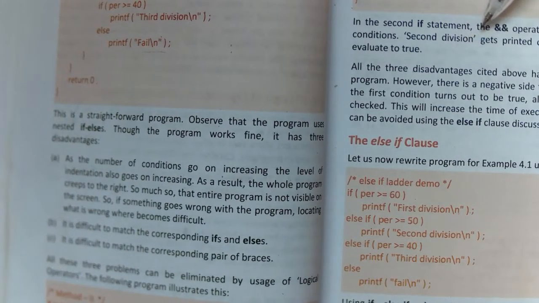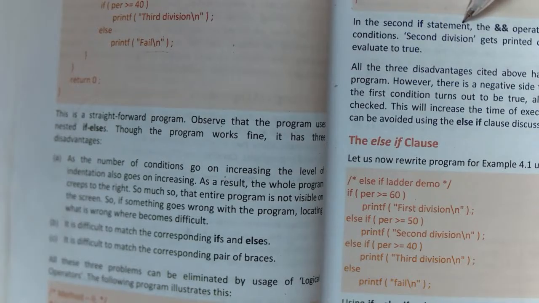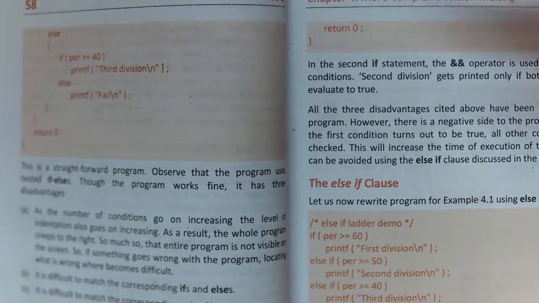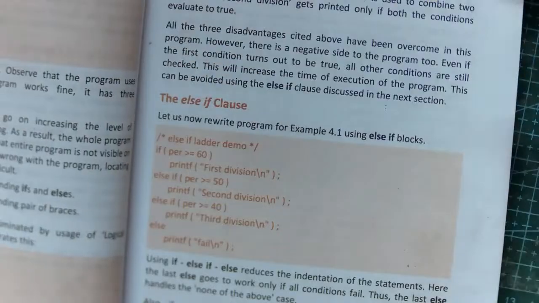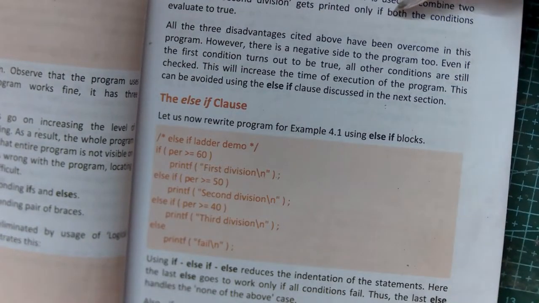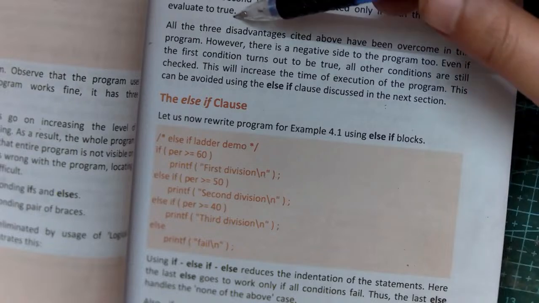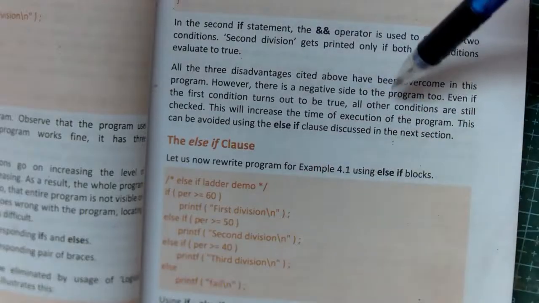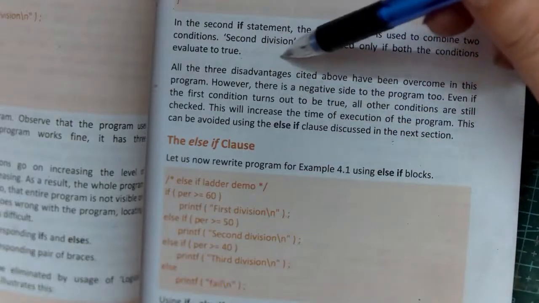In the second if statement, the and operator is used to combine two conditions. The second division gets printed only if both the conditions evaluate to be true. ठीक है. अगर ये दोनों कंडीशंस मीट करती हैं तब ये एक्टिव होगी.